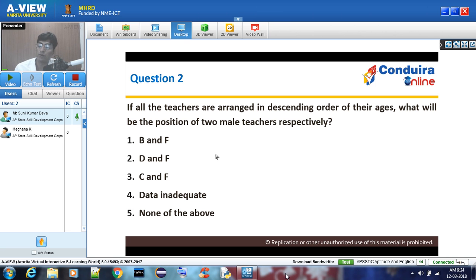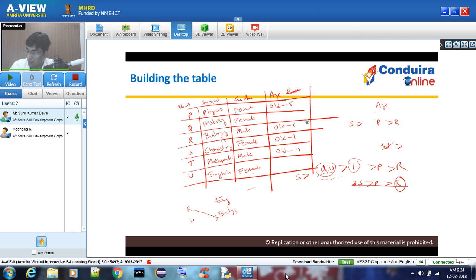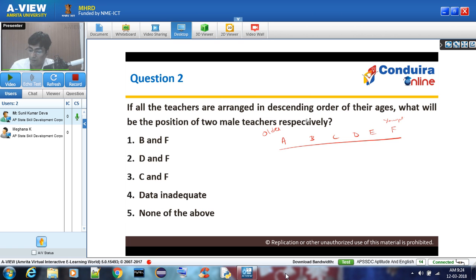So what they told is they're going to write the people as A, B, C, D, E, F. This person is the oldest. Here is the youngest. What happens to the two male teachers? Let us first write down the letters in some order. The oldest is the S and the other side are P, P, R. S should be here. P, P, R.